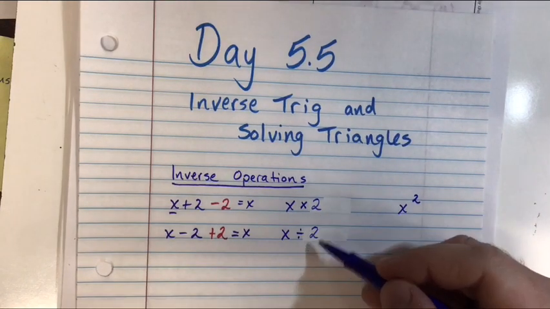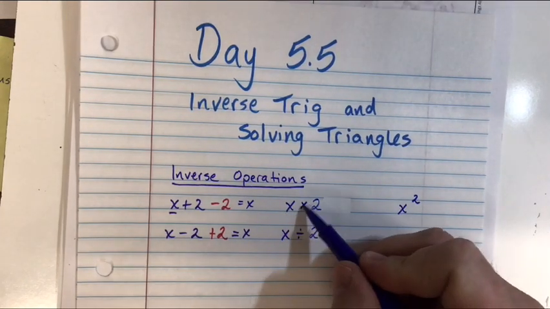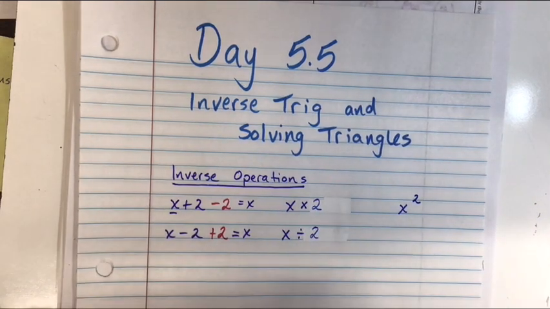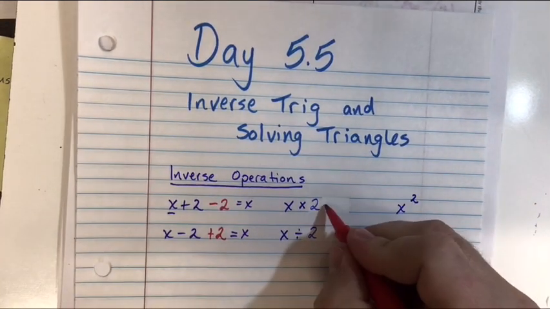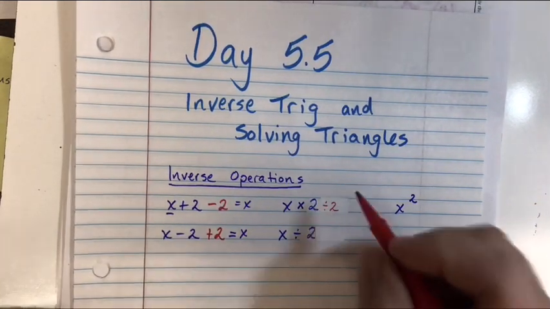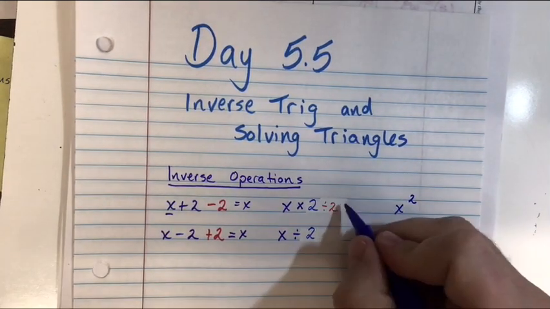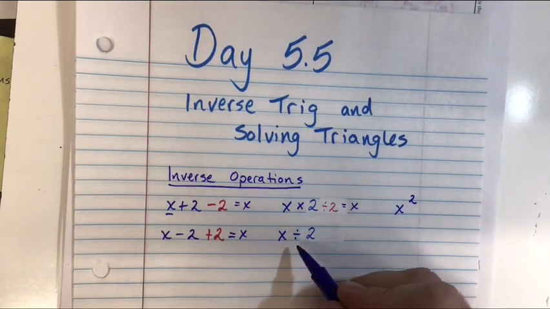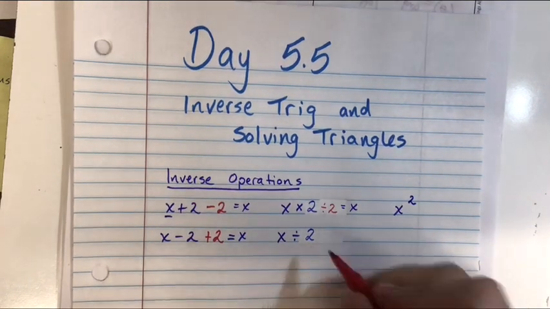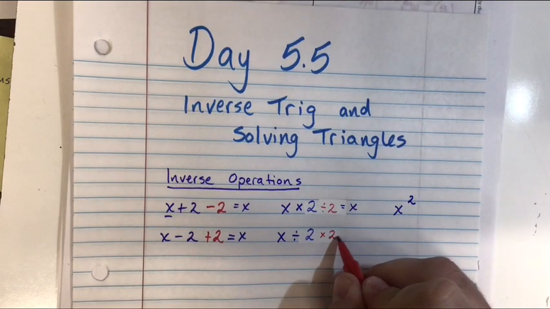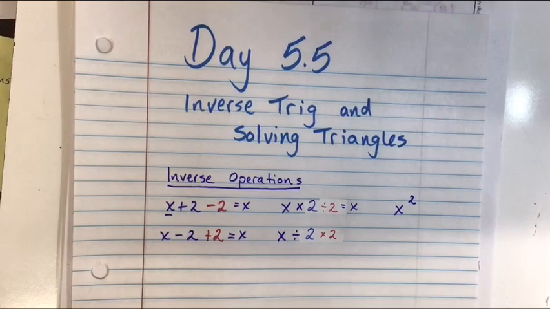Okay? Same thing for multiplying and dividing. If I took x and I multiplied by 2, the inverse operation would be to divide by 2, because that leaves me with just x. Or if I started with dividing by 2, I would multiply by 2 so that I get a result of just x.